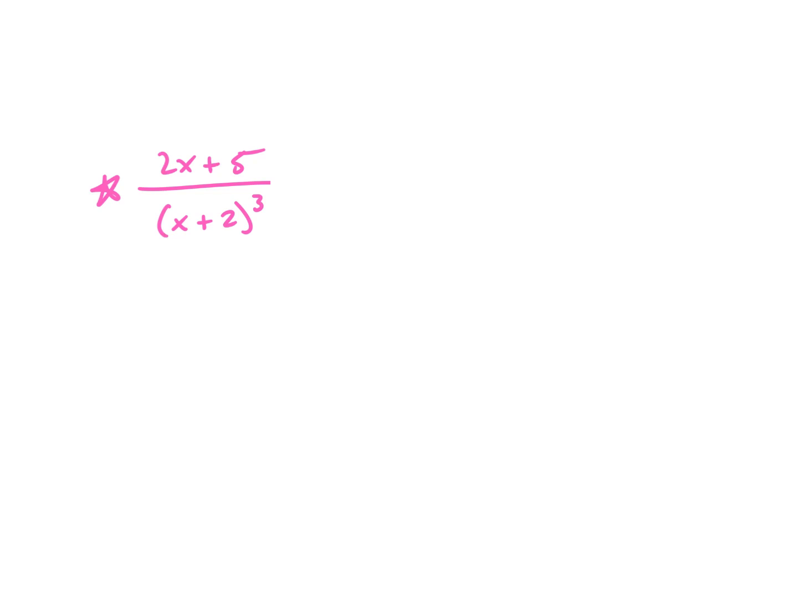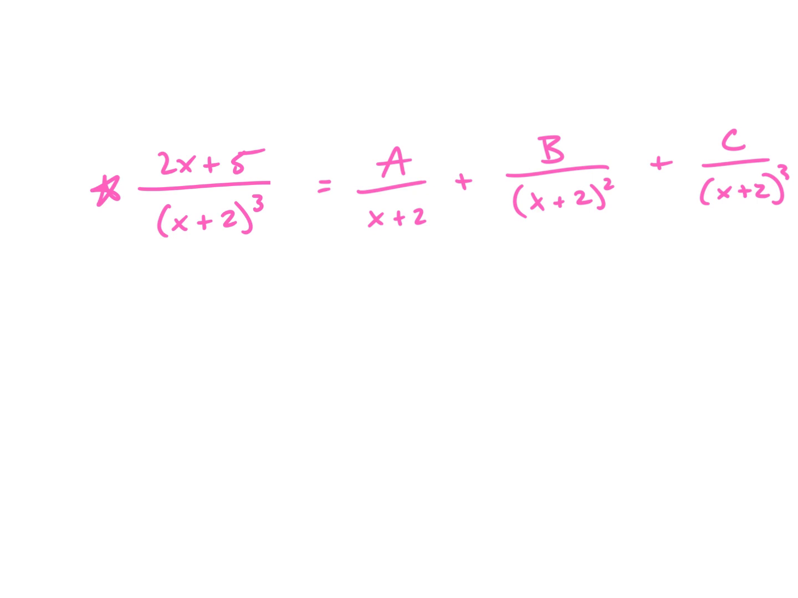We want to break it up into x plus 2, but the next one's going to be x plus 2 squared. So we just increase the degree by 1 each time until we get to what our original question said. So here we would have A over x plus 2 plus B over x plus 2 squared plus C over x plus 2 cubed.